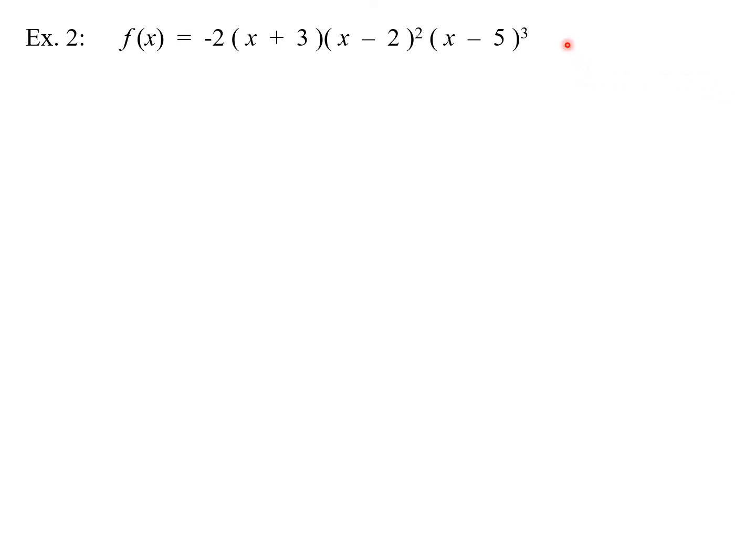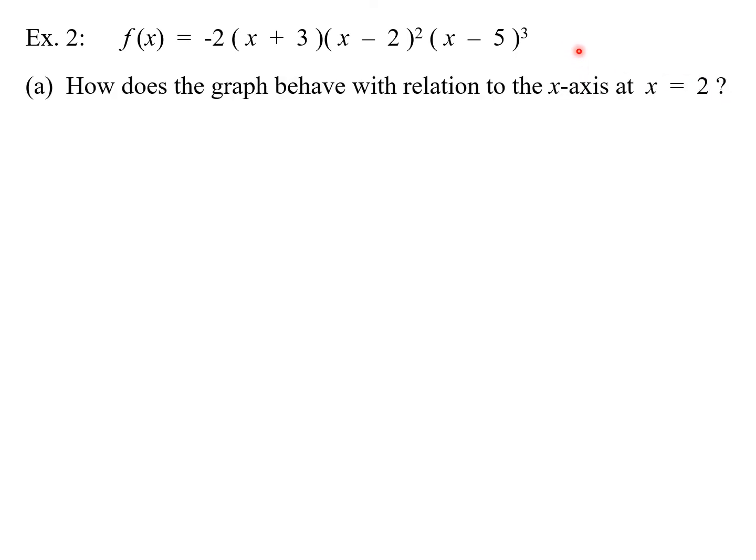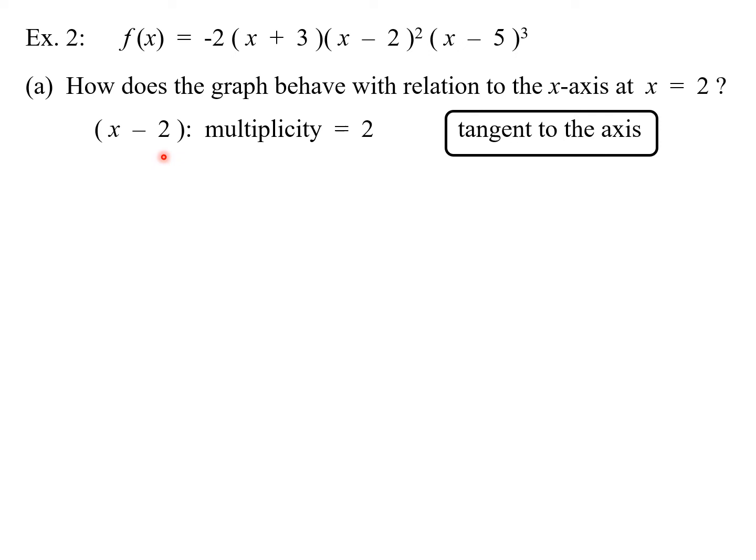Example 2. Let's take this function and answer various questions. For example, how does the graph behave with relation to the x-axis at x equals 2? Well, notice the factor x equals 2 has a multiplicity of 2. And from the previous slide's information, we know that then the graph is tangent to the axis at x equals 2 because it has an even multiplicity.